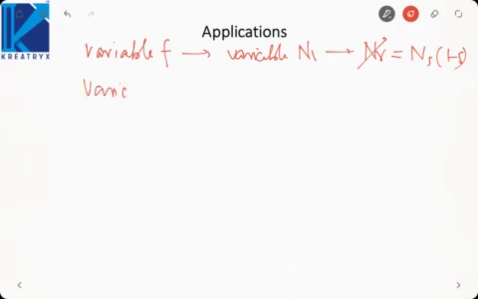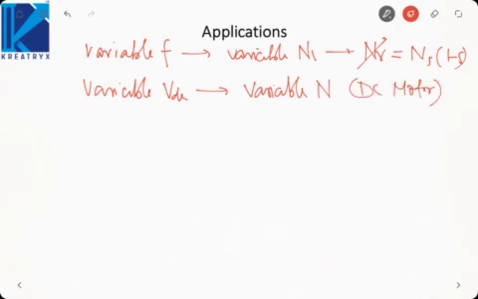Similarly, variable VDC can cause variable speed in the case of a DC motor. To control the DC motor, one of the methods is the armature voltage control method, and in armature voltage control we control the terminal voltage of the DC motor. That can be controlled by the use of power electronic devices.